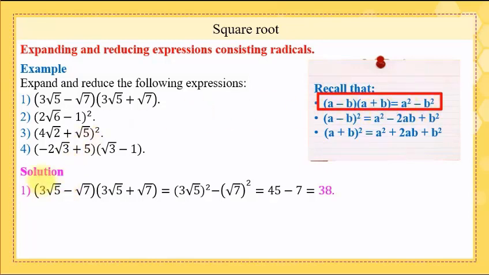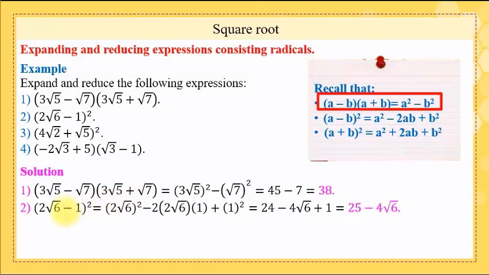Here we have a is 3 radical 5 and b is radical 7. Because we have this form a minus b times a plus b, then we can write directly a power 2 minus radical 7 power 2, which is b power 2, equals 45 minus 7, we have 38.